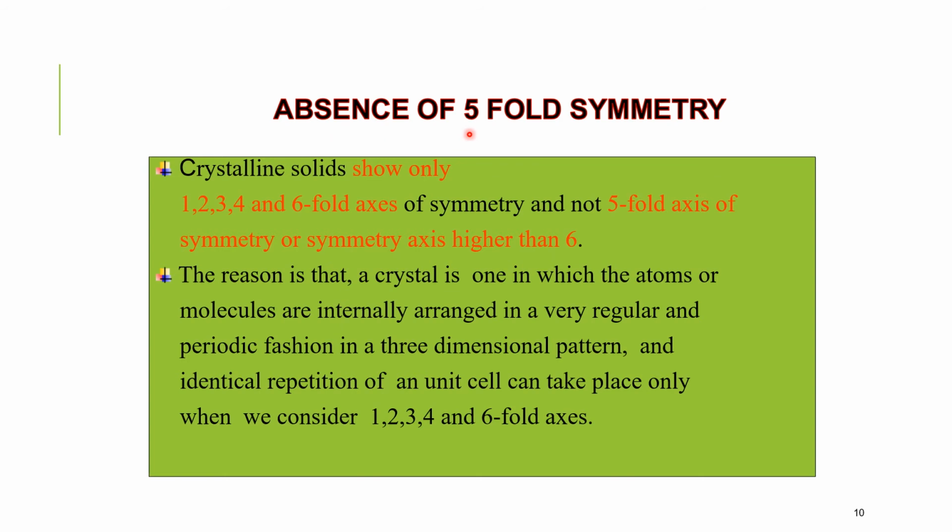Reason for absence of five-fold symmetry. Crystalline solids show only 1, 2, 3, 4 and 6-fold axes of symmetry and not a 5-fold axis of symmetry or a symmetry axis higher than 6. The reason is that a crystal is one in which the atoms or molecules are internally arranged in a very regular and periodic fashion in a three-dimensional pattern, and identical repetition of a unit cell can take place only when we consider 1, 2, 3, 4 and 6-fold axes.